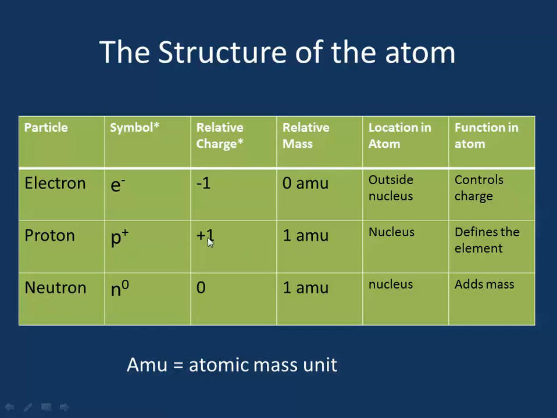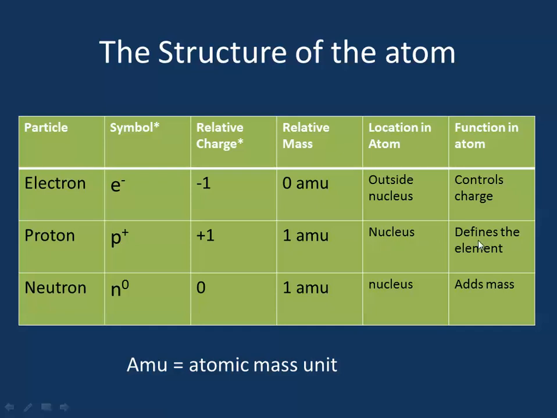Proton has a positive charge. It has 1 AMU, which stands for 1 atomic mass unit. When we talk about mass with protons and subatomic particles, they're so small they have their own unit. We call it AMU, or atomic mass unit. So a proton is 1 AMU. It's in the nucleus, and it defines the element.